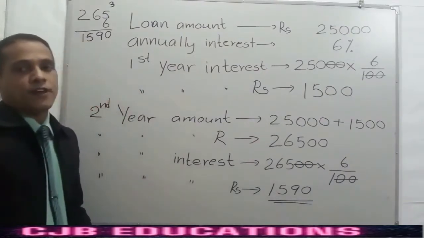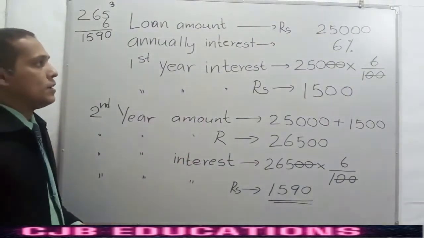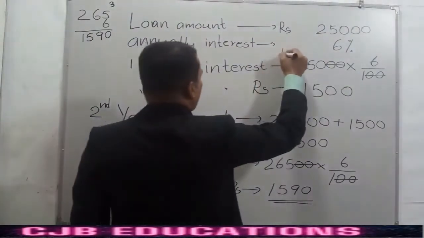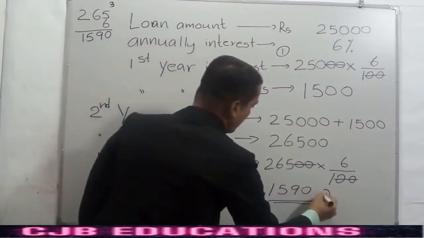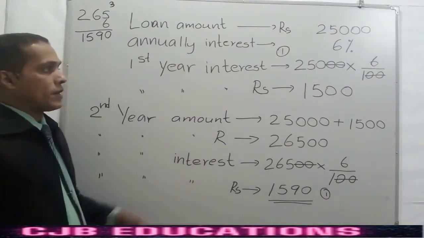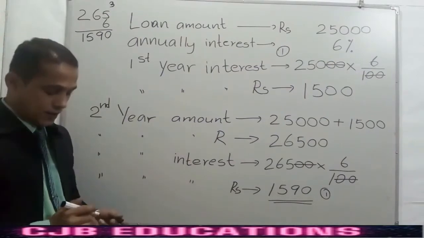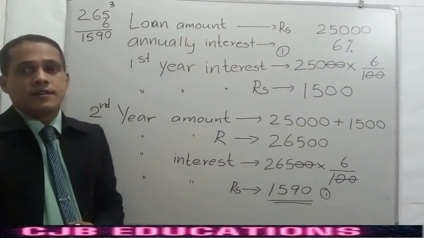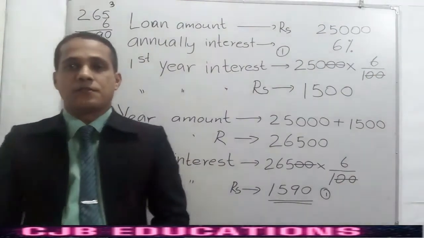Very easily we can find the second year interest with this method. You can get 1 mark for the method and a second 1 mark for the correct answer. Then you can get 2 marks for this kind of question. Then we can move to the next question. The next question is question number 3.